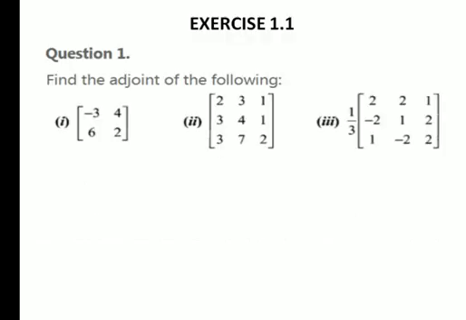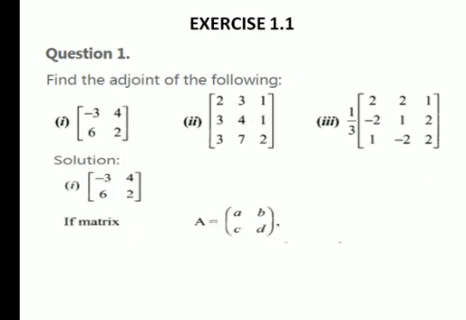Exercise 1.1. Question number 1. Find the adjoint of the following sums. First sum: -3, 4, 6, 2.